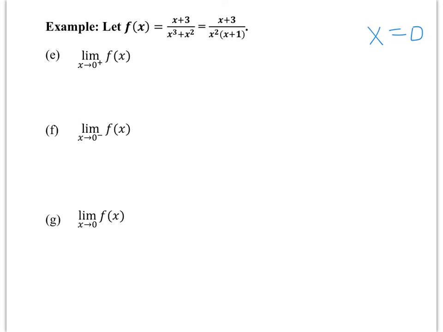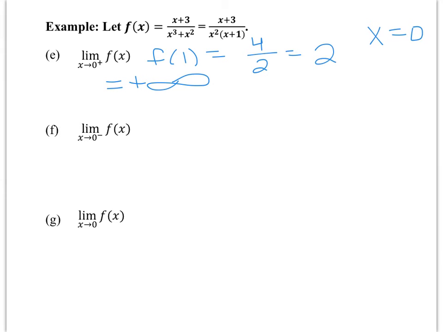Okay, so as I approach from the right, I'm going to go with 1. That's a nice number. So f of 1, 1 plus 3 is 4. 1 cubed is 1, 1 squared is 1, 1 plus 1 is 2. So this is a positive number, so I know eventually that's going to positive infinity.